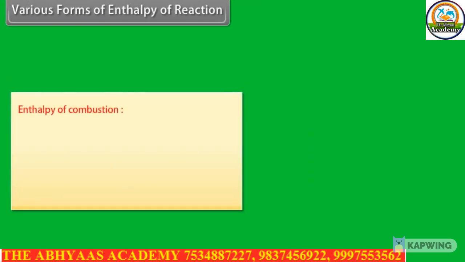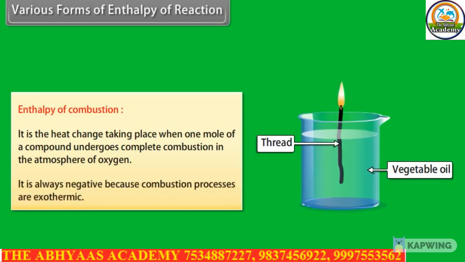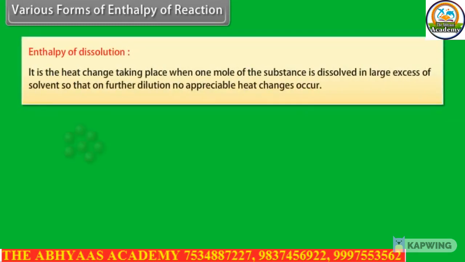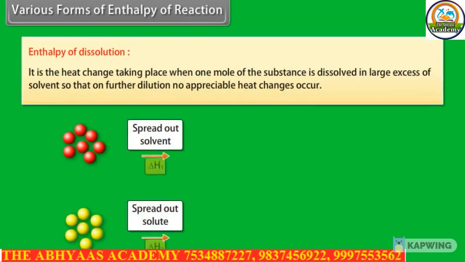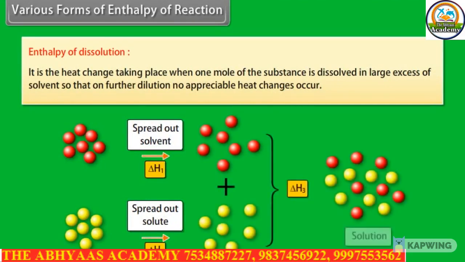Enthalpy of combustion. It is the heat change taking place when 1 mole of a compound undergoes complete combustion in the atmosphere of oxygen. It is always negative because combustion processes are exothermic. Enthalpy of dissolution. It is the heat change taking place when 1 mole of the substance is dissolved in large excess of solvent so that on further dilution no appreciable heat changes occur.